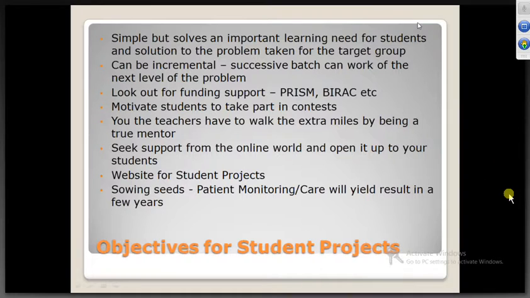So we are going to talk about the students' projects, especially the engineering students' end semester projects, or final project that the students are going to do. And I hope most of the target audience listening are some sort of faculty or associated with engineering colleges.